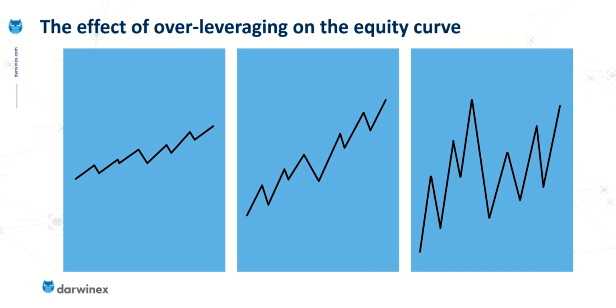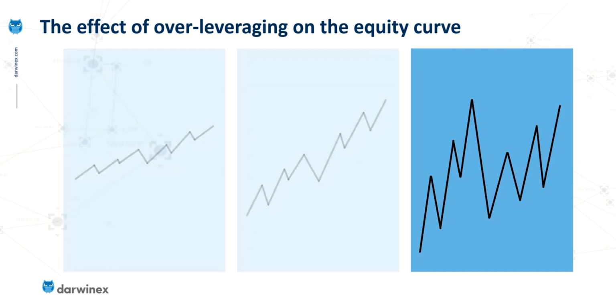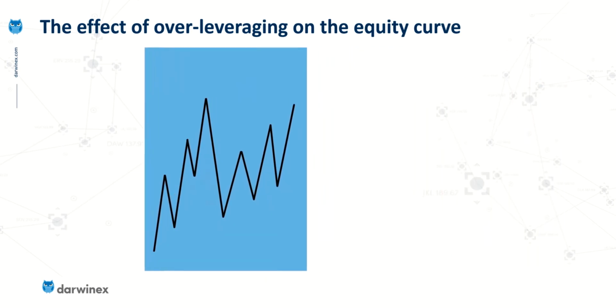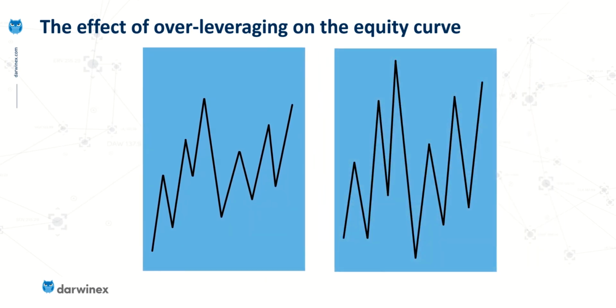And it doesn't matter how good your strategy's edge is. If you increase leverage too much, this is the effect. And it's purely down to mathematics. There's a linear relationship between drawdown and leverage.